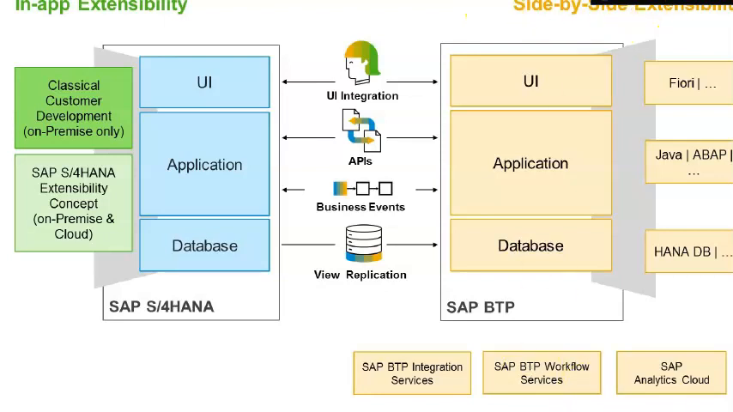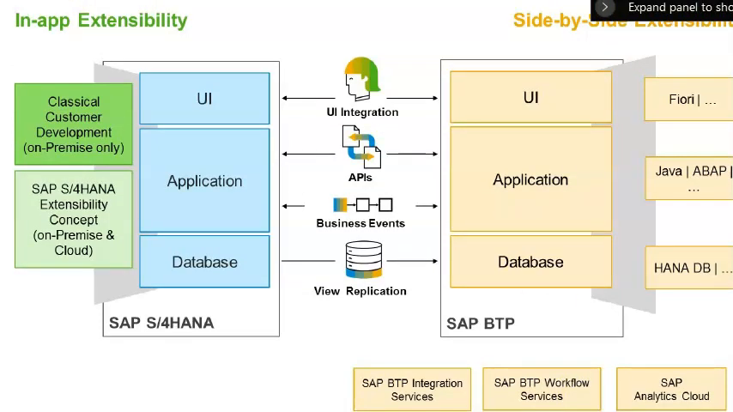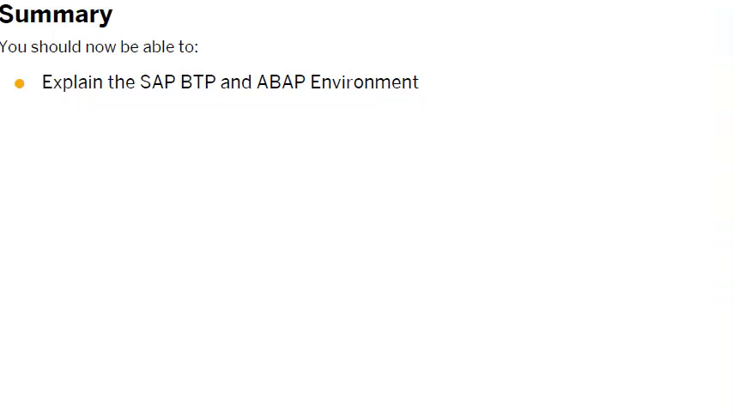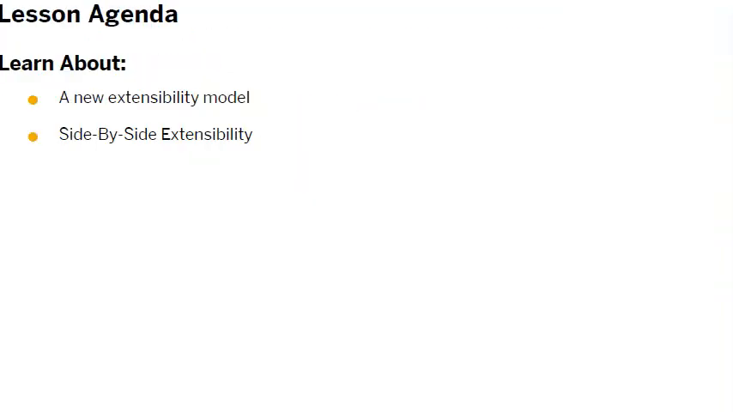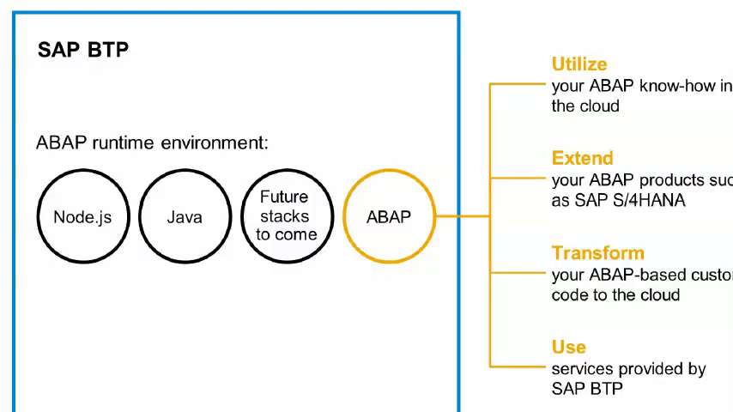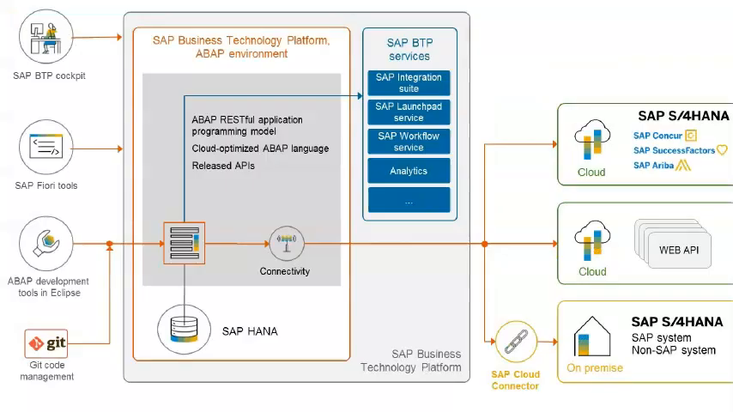In-app extensibilities are something which we can make use of in the system we are working in, and side-by-side extensibilities will be outside the system. This is what we have discussed, and we are going to work on these extensibilities, implement them and see how it works.